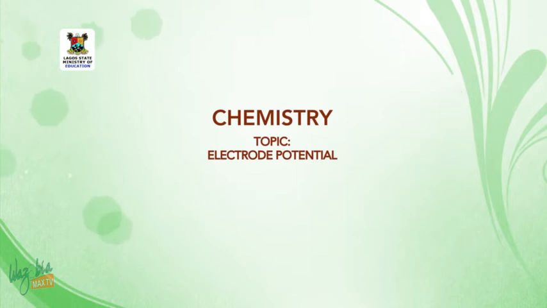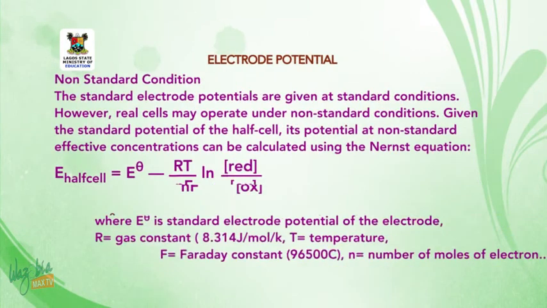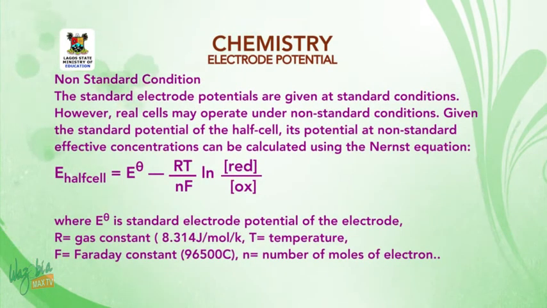Welcome back. Now let's go into non-standard conditions. The standard electrode potentials are given at standard conditions. However, real cells may operate under non-standard conditions. Given the standard potential of the half cell, its potential at non-standard effective concentrations can be calculated using the Nernst equation.